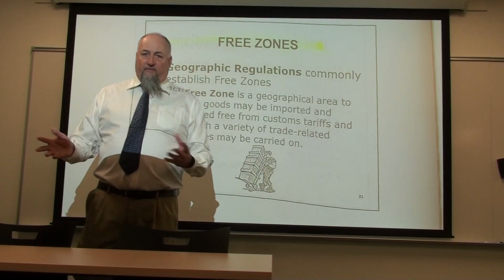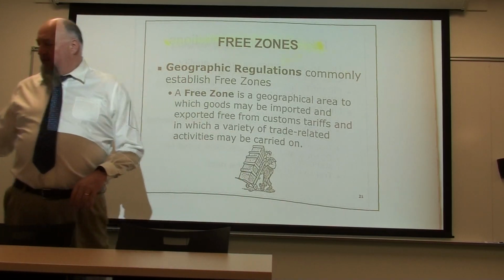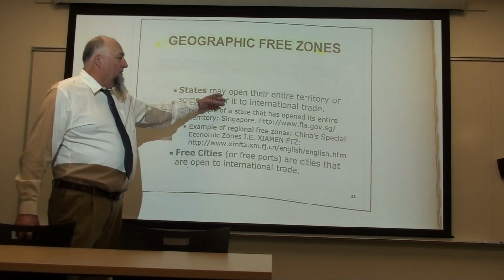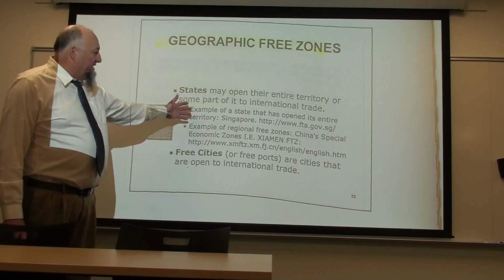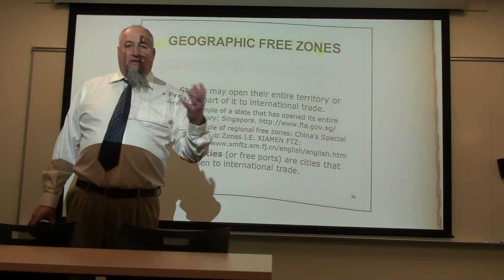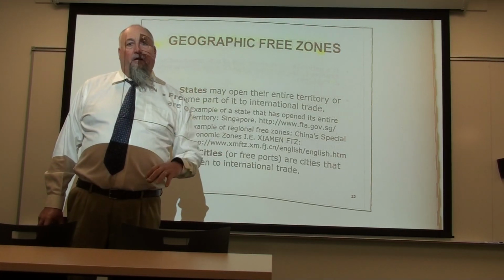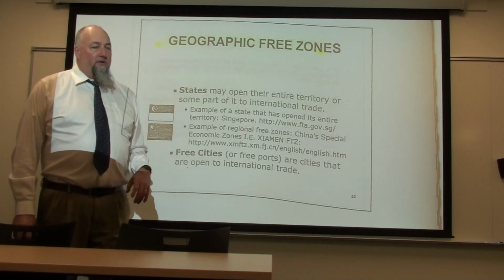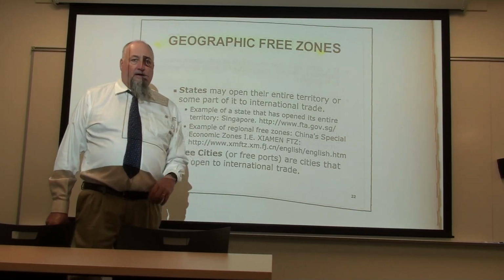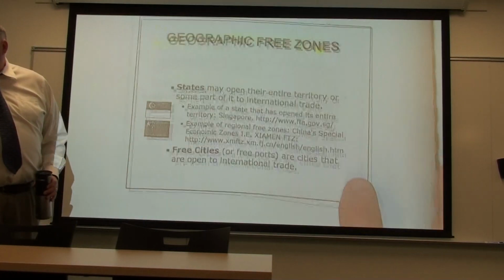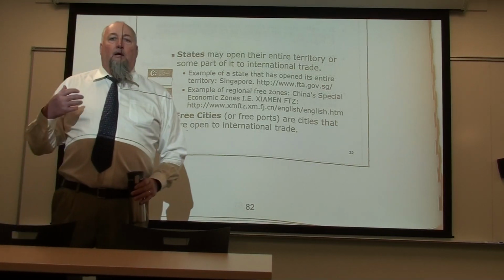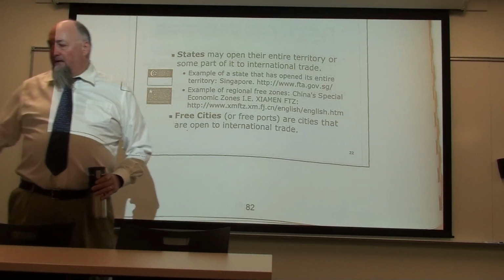So there are various different rules for this, different ideas. Next one down, some states may open their entire territories for international trade. For example, Singapore, and there are special economic zones within China that allow for these types of activities where they reduce or eliminate certain laws and restrictions and taxes to encourage the manufacturing of goods, importing and exporting, assembling, that kind of thing. There are certain cities or ports which also have these flexible laws which allow for free trade activity within that zone.